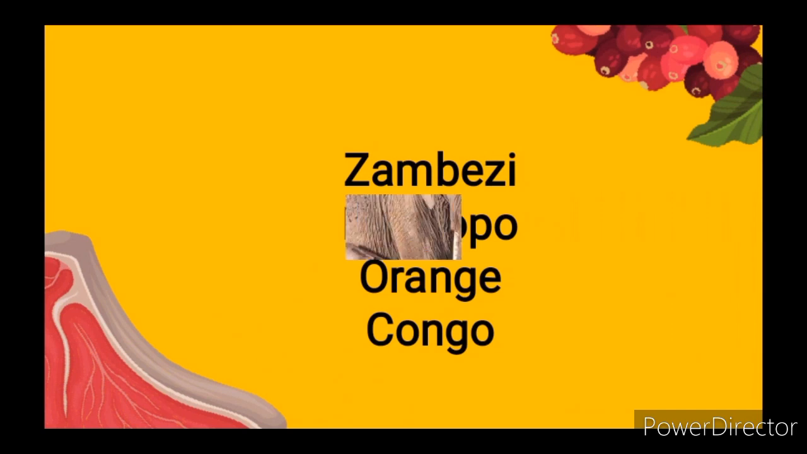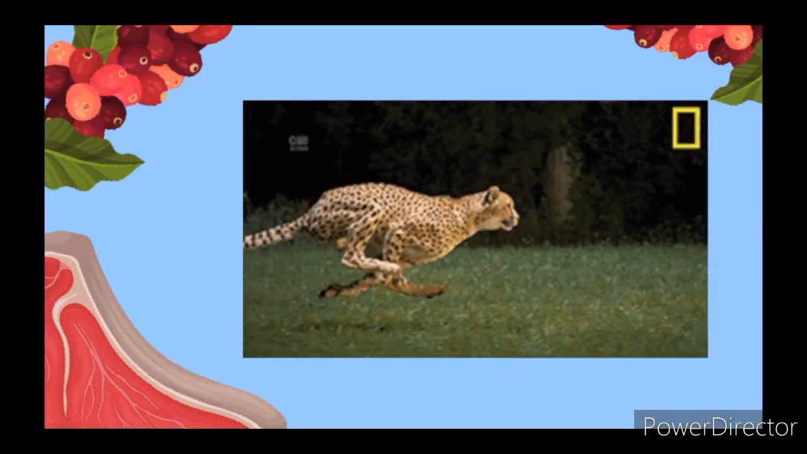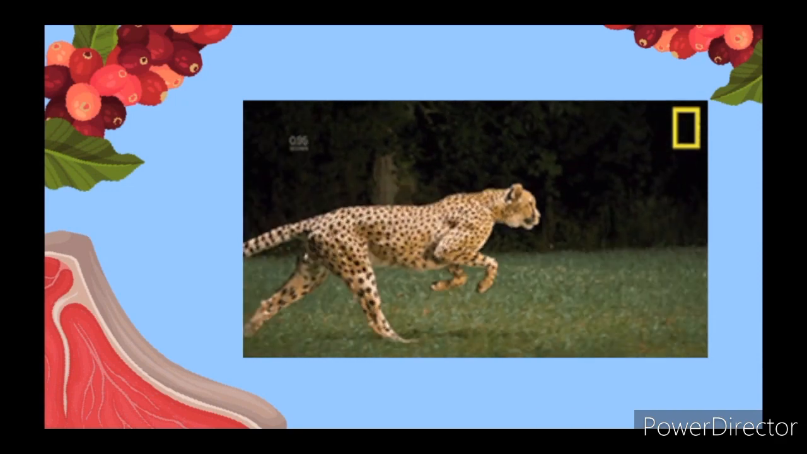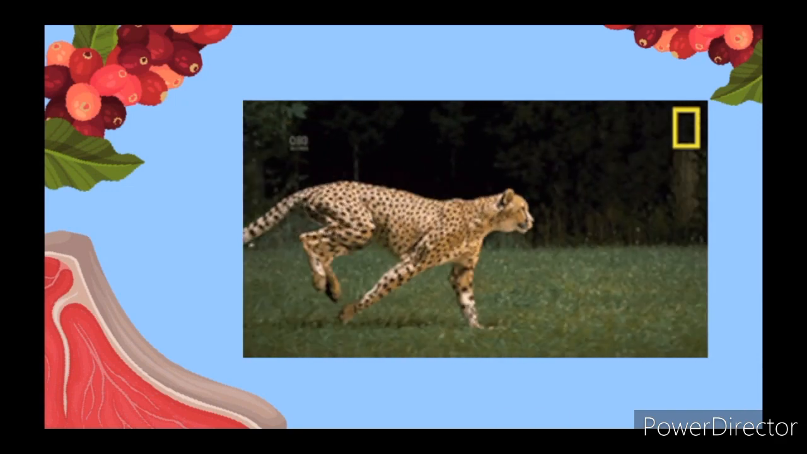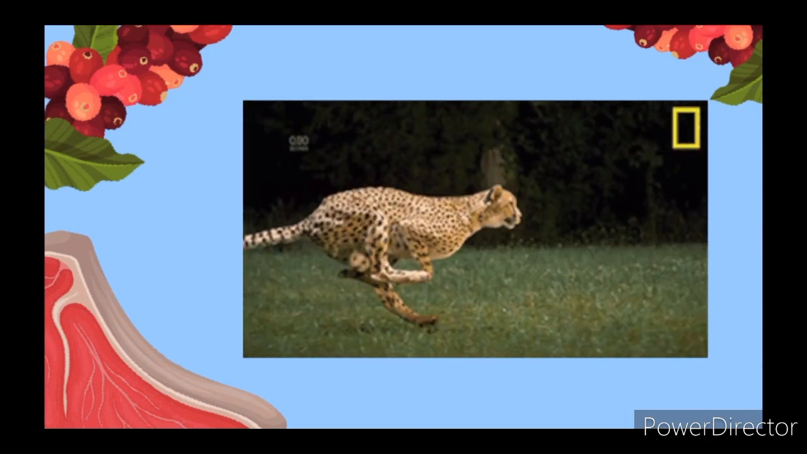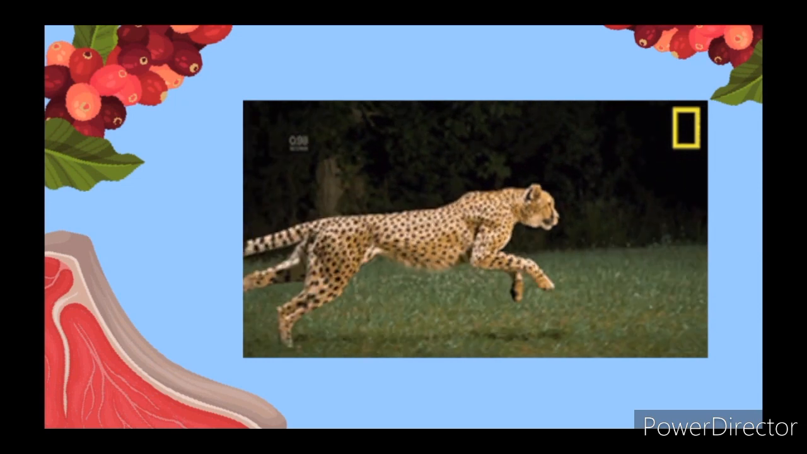And let's go over to the animal life. Africa is blessed with lots and lots of animals. There are over 1,590 different kinds of animals in Africa. So that's a whole lot.